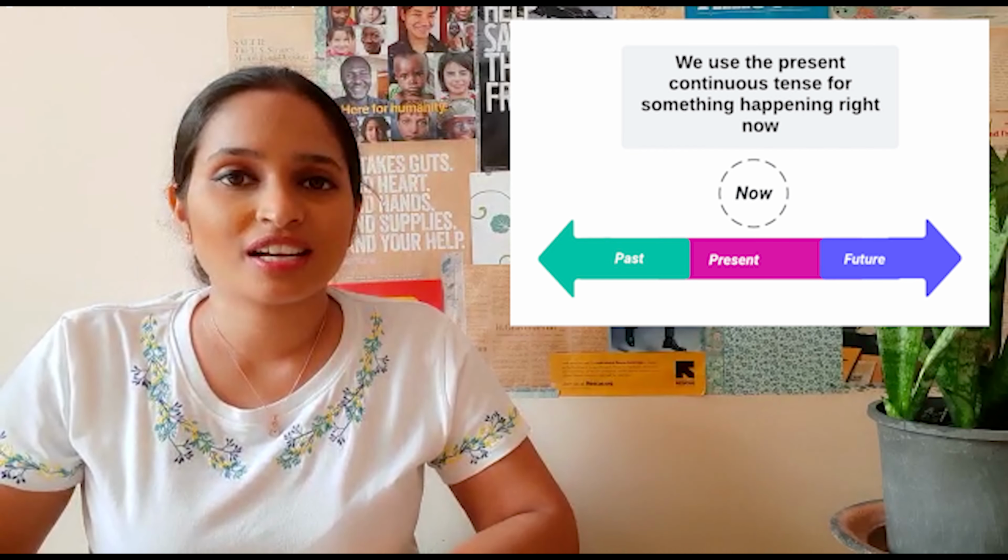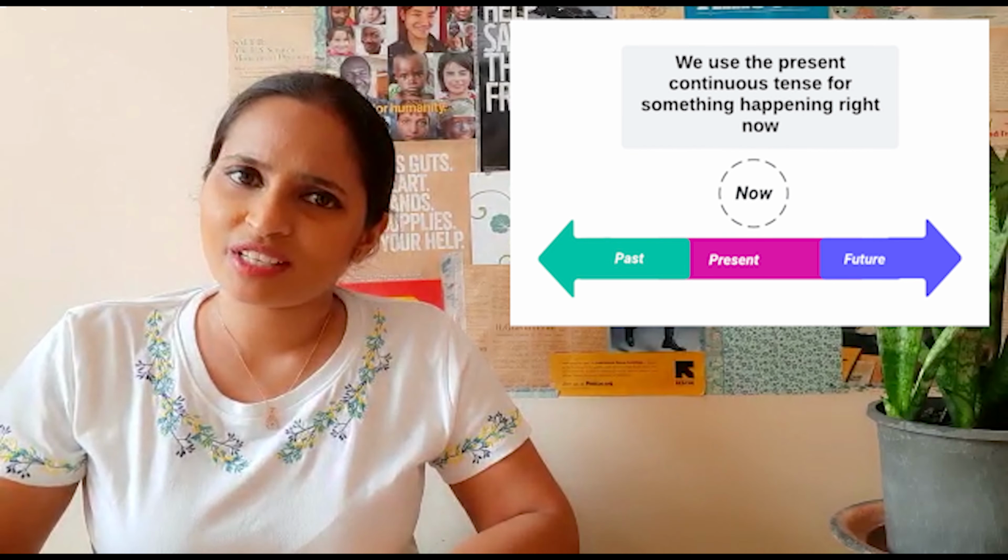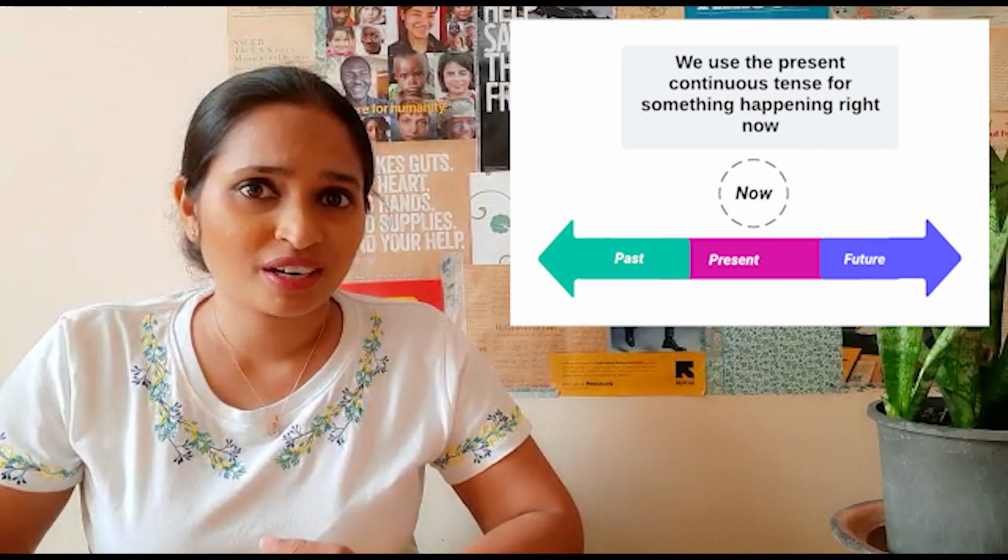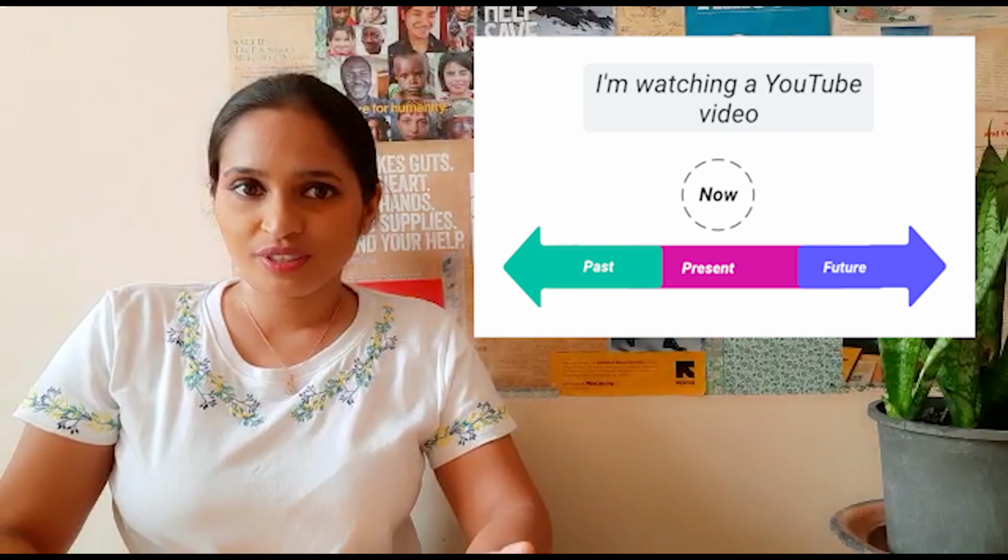The first tense that we are going to learn is the present continuous tense. We use the present continuous tense for something happening right now. Let me ask a question. What are you doing right now? You are watching this YouTube video. It is an action that you are doing right now as I ask this question. So you can answer, I am watching your YouTube video.